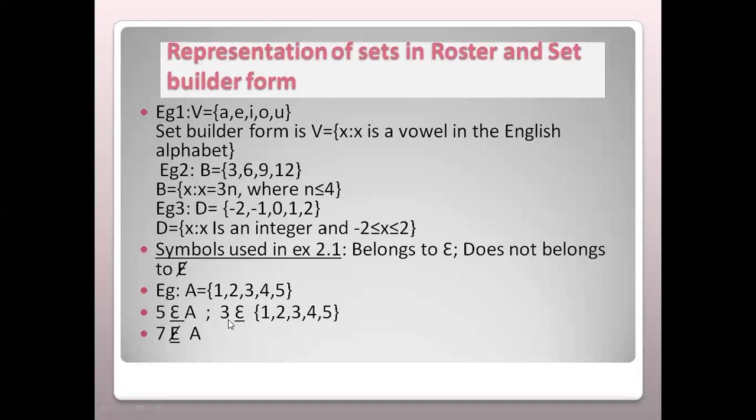Now, the second example. Instead of writing capital A, I have used the complete set, that is 1, 2, 3, 4, 5. Is element 3 present in the set 1, 2, 3, 4, 5? Yes, it is present in the set. So we can say that 3 belongs to the set 1, 2, 3, 4, 5. Now, another example: 7. Is 7 present in the set A, that is 1, 2, 3, 4, 5? No. 7 is not present in the set A. So we use 7 does not belong to A.